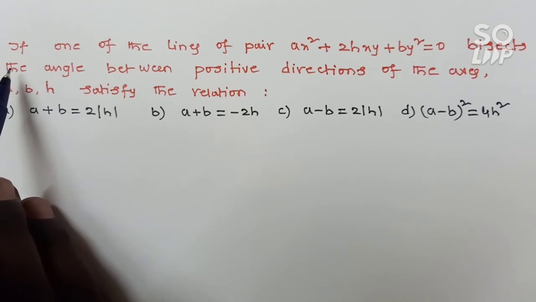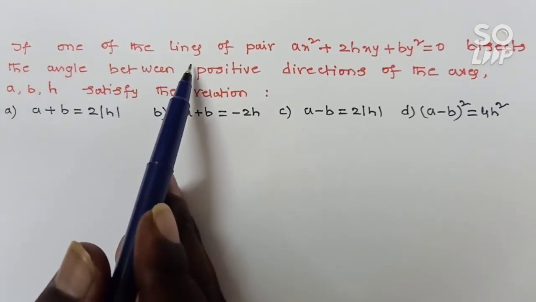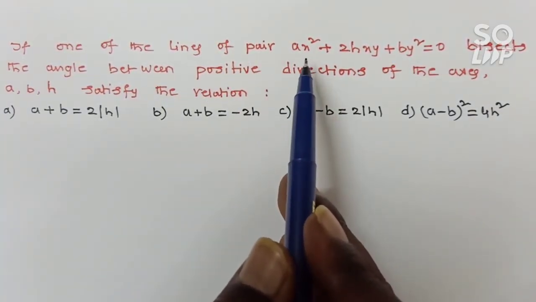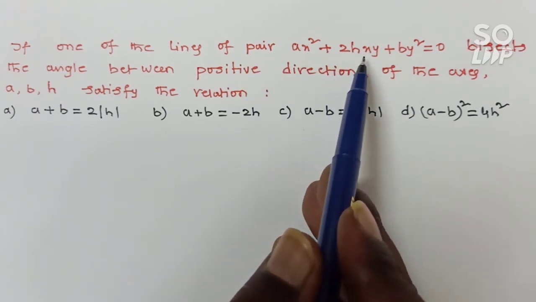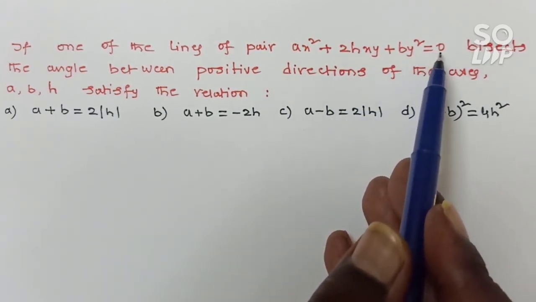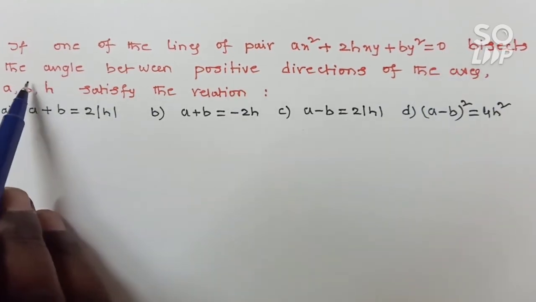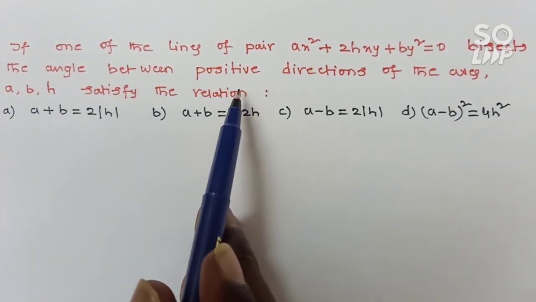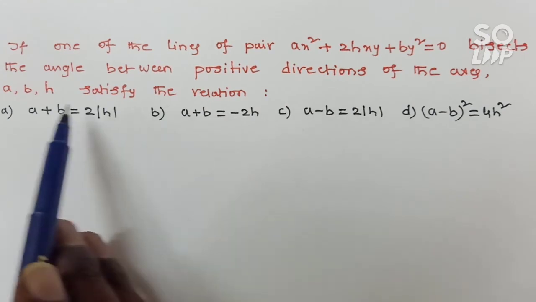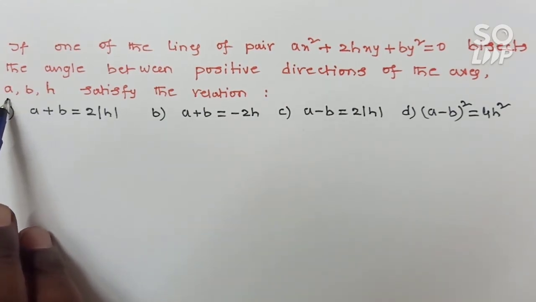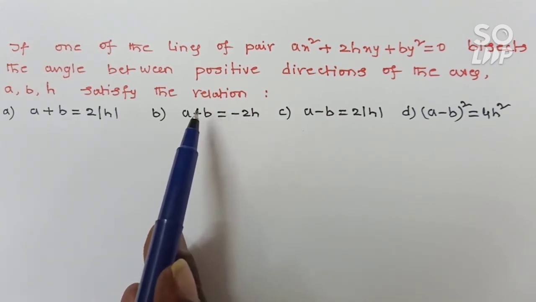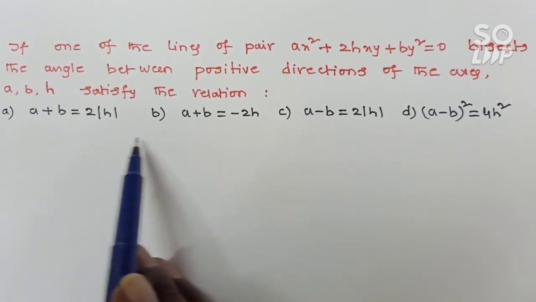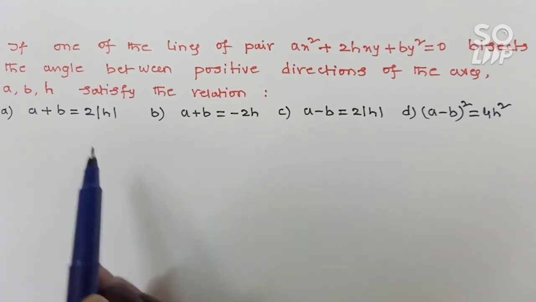See this one. If one of the lines of the pair ax square plus 2hxy plus by square is equal to 0 bisects the angle between the positive direction of the axes, then a, b, h satisfy the relation. So which one will satisfy the relation?